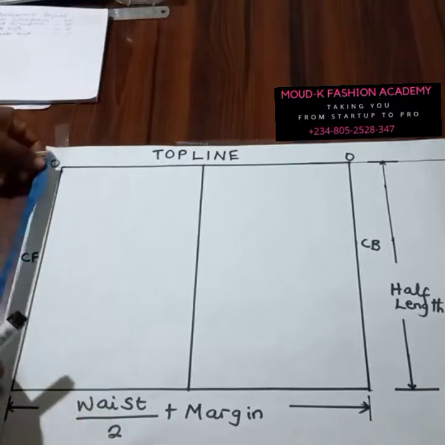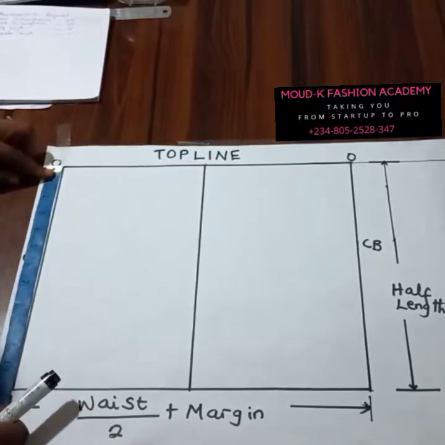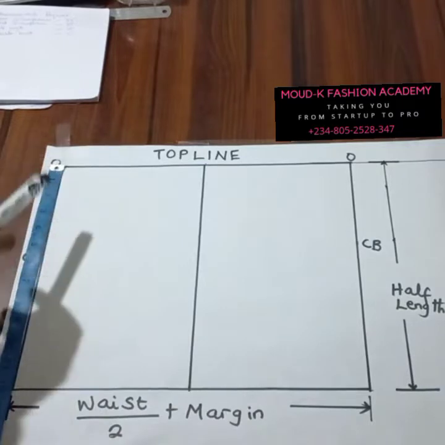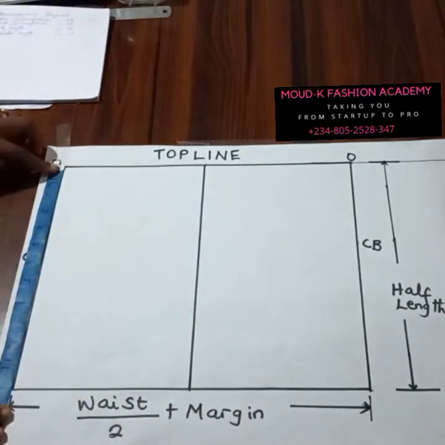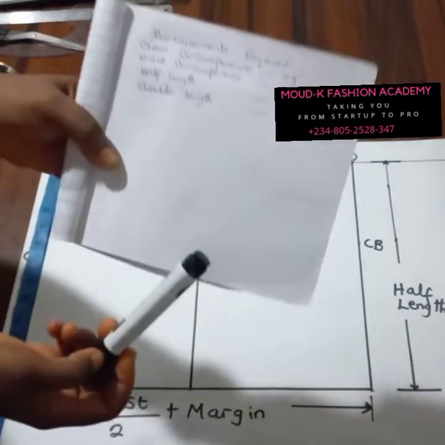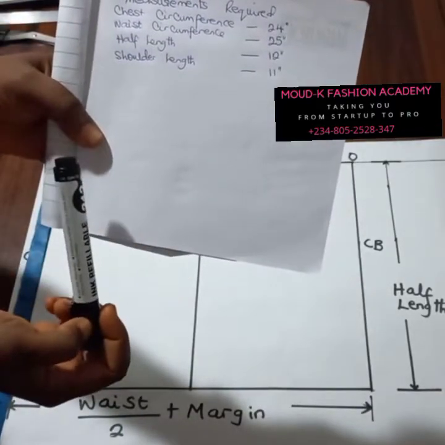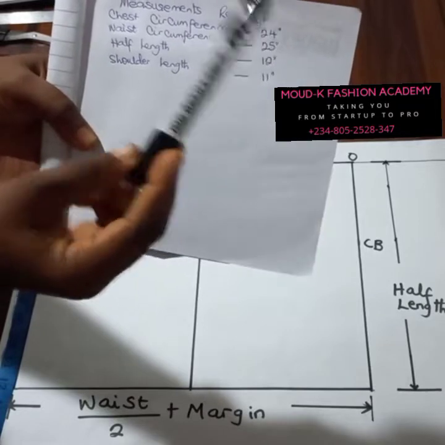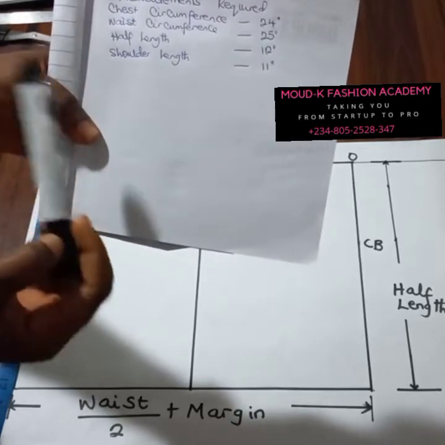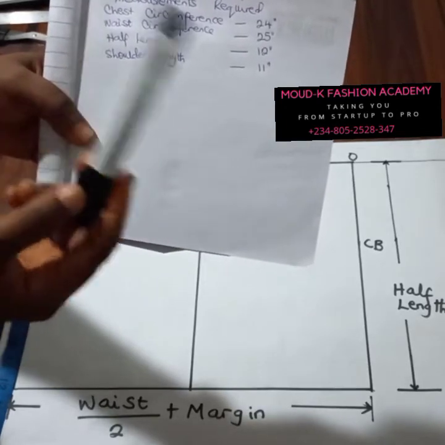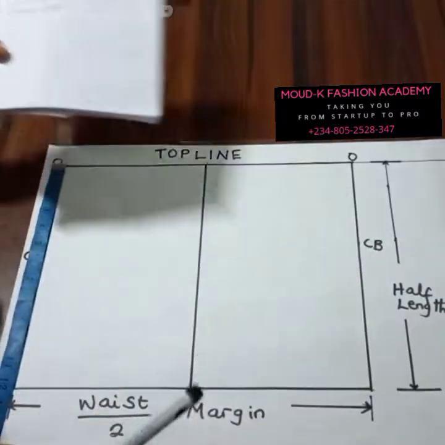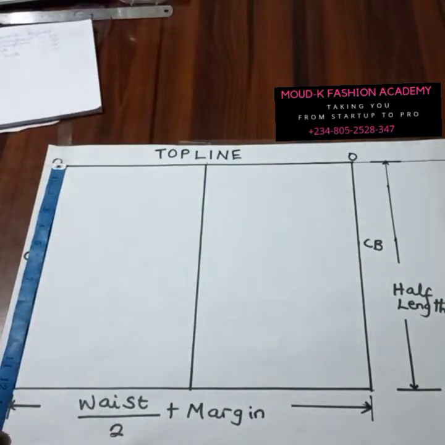Okay, so the length of my pattern is the half length of the child, which is 12 inches. That is what I indicated here. Now looking at our measurements, the chest circumference is 24 inches and the waist circumference is 25 inches. Now 25 inches is bigger than 24 inches, so I'll be basing the width of my pattern on 25 inches. If the child you're working with has a bigger chest circumference than waist circumference, whichever one is bigger is what we will use to define the width of your pattern.